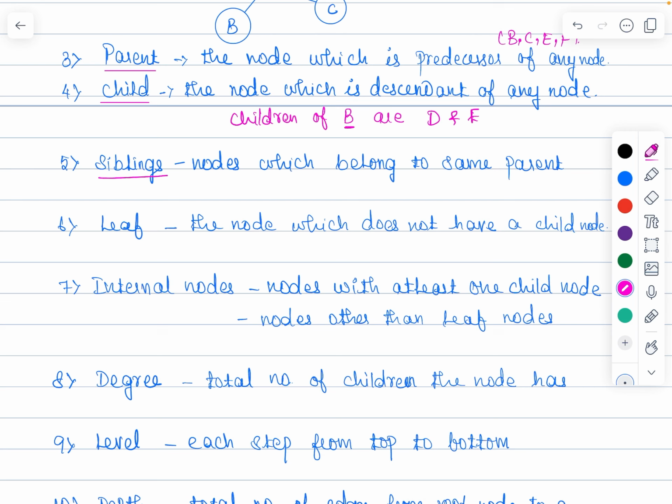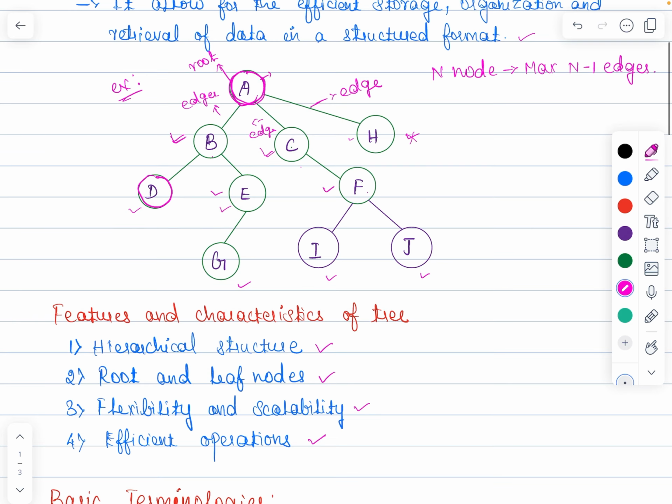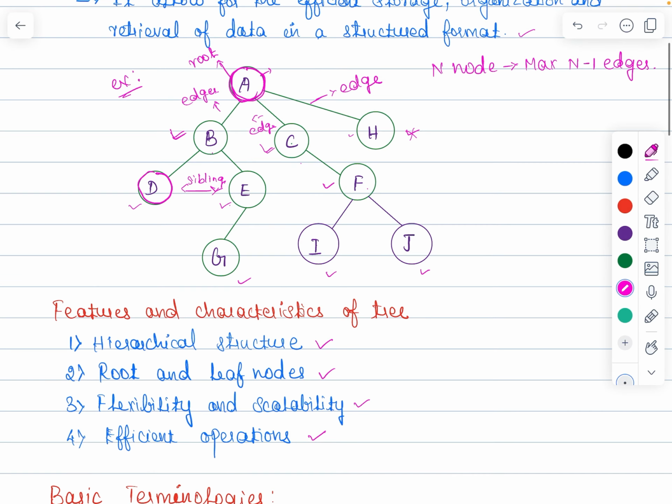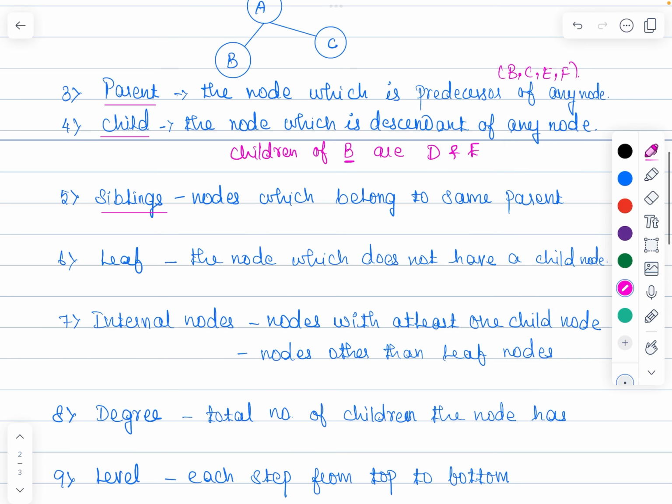The next terminology is siblings. Nodes which belong to the same parent are called siblings. In simple words, the nodes with the same parent. If more than one node is sharing the same parent, we call those nodes sibling nodes. For example, take the parent node B. B has two child nodes D and E. So we could say that D and E are siblings, because D and E share the same parent.